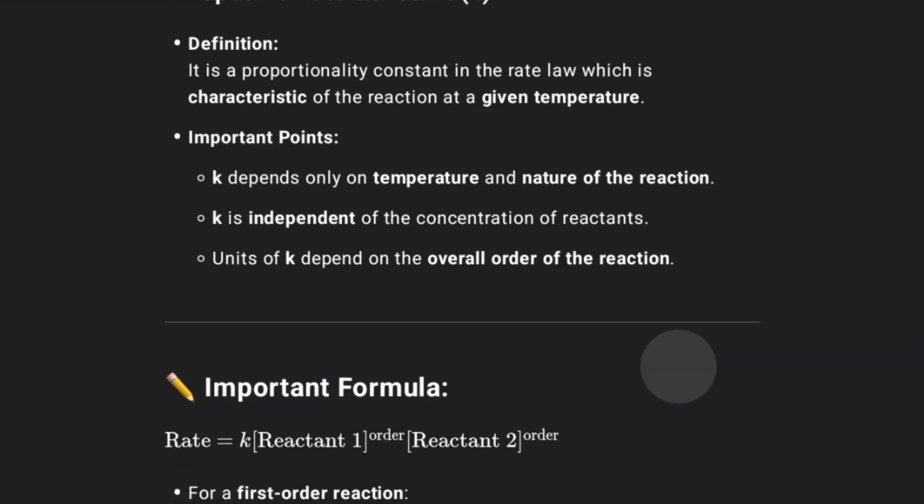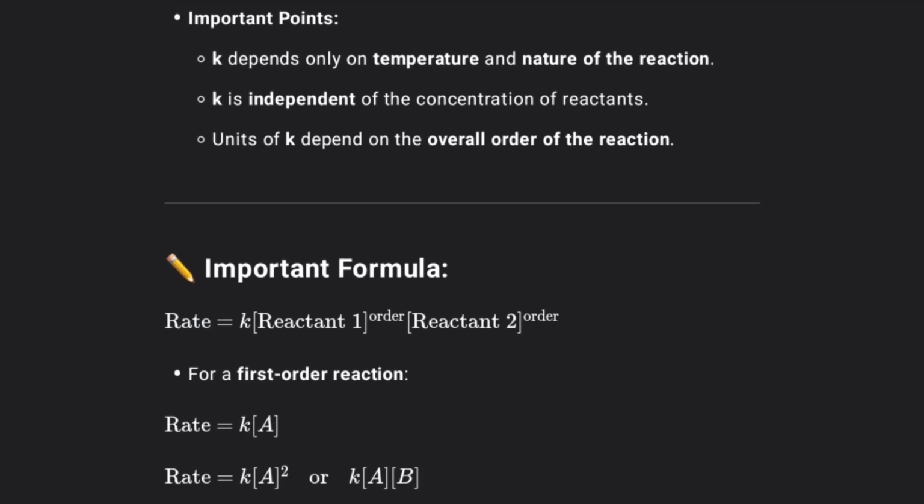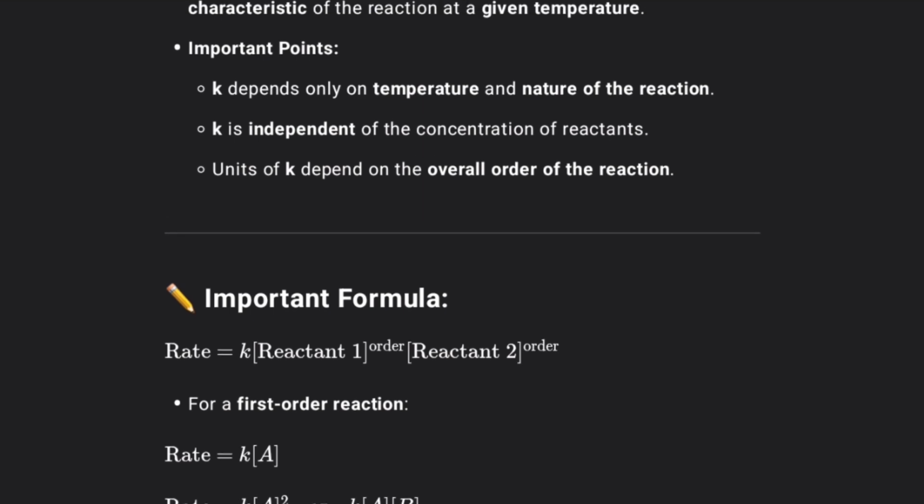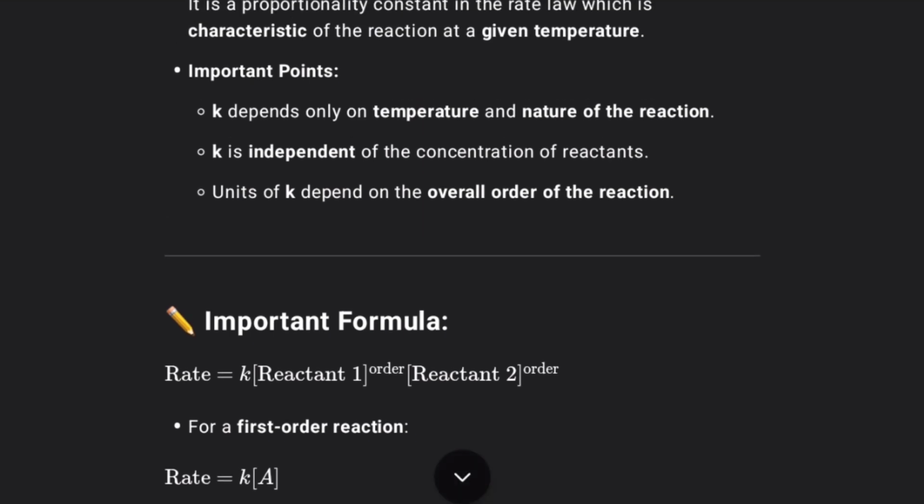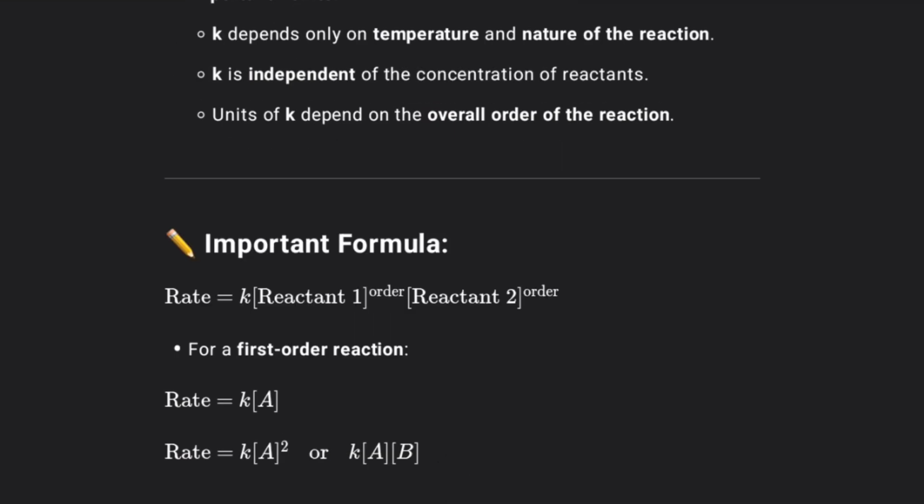Important formula: rate = k[reactant]^n, where n is the order. For a first order reaction, rate = k[A]. For a second order reaction, rate = k[A]² or rate = k[A][B].